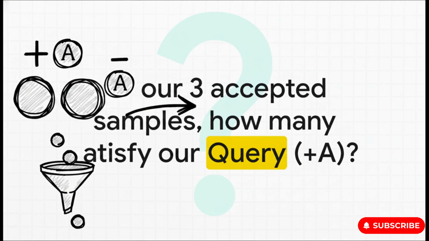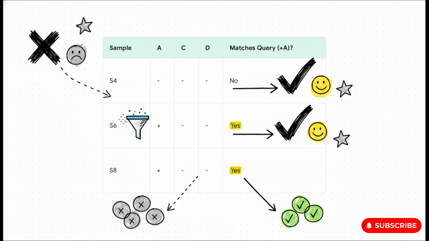So, we have to ask ourselves one last question. Remember our query? The thing we wanted to find out from the very beginning? We wanted to know the probability of A being positive. So, let's just look at our 3 finalists and count how many have a positive A. Looking at our 3 keepers, sample 4 has a negative A, so that doesn't match our query. But sample 6 has a positive A. That's a yes. And sample 8 also has a positive A, another yes. So that means 2 of our 3 samples satisfy the query.